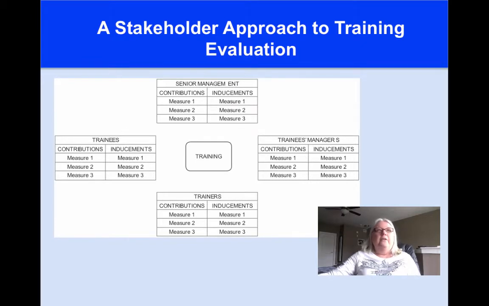Then we have the stakeholder approach. A stakeholder is a person or group with an interest in seeing that an organization succeeds, and without their effort, the organization would fail. So this researcher identified 4 different stakeholder groups. We have senior management, trainees, trainers, and the trainees' managers. And we can measure various things about these groups and how they see the training going and how it affected performance from their perspective.